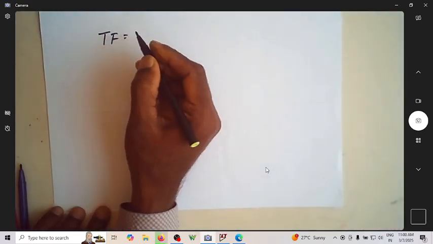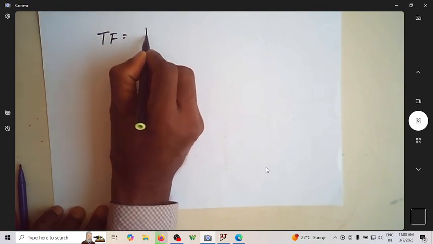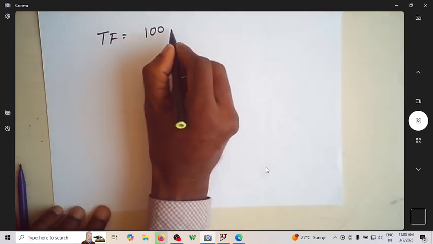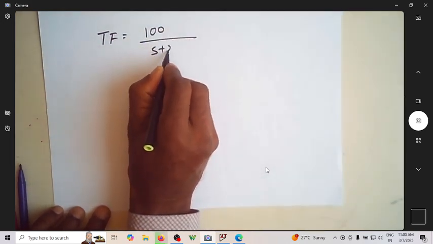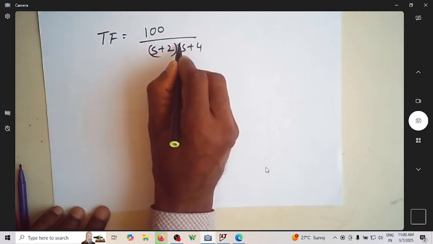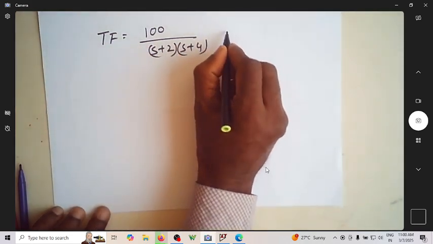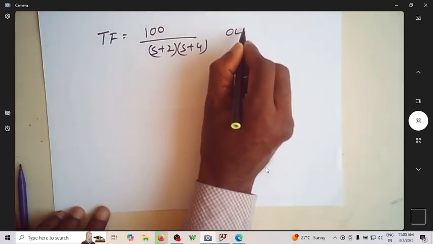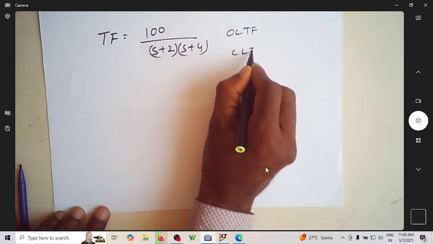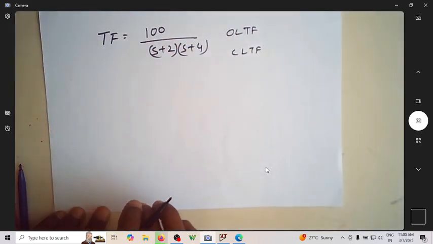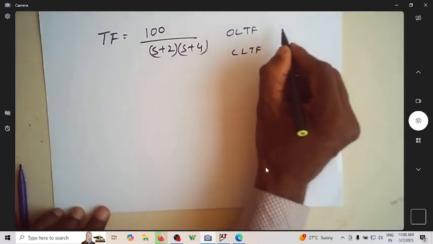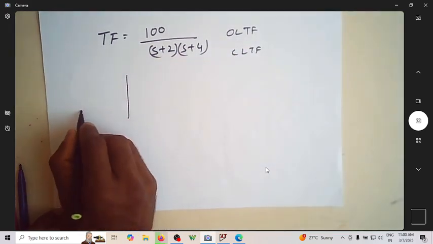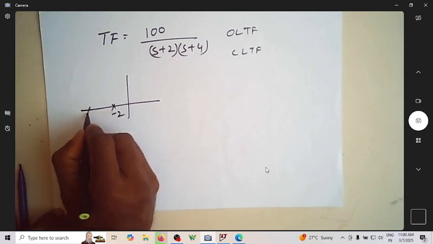So let me just try to ask you, do some. This is your transfer function. You tell me what will be the pole position if you have this at s plus 2 and s plus 4. So give me the open loop transfer function as well as the closed loop transfer function. Let us know the pole position. Anyhow it is straightforward. Open loop pole position is at -2 and -4.